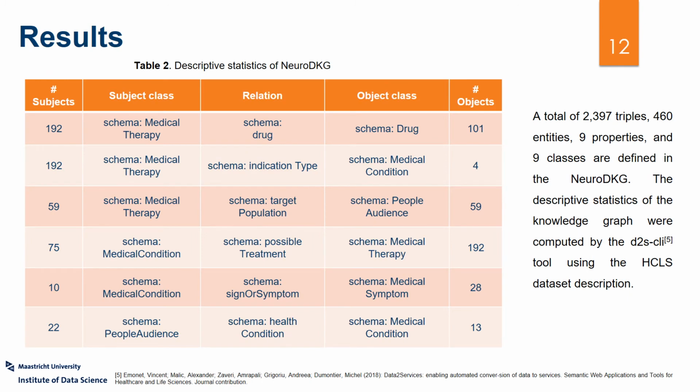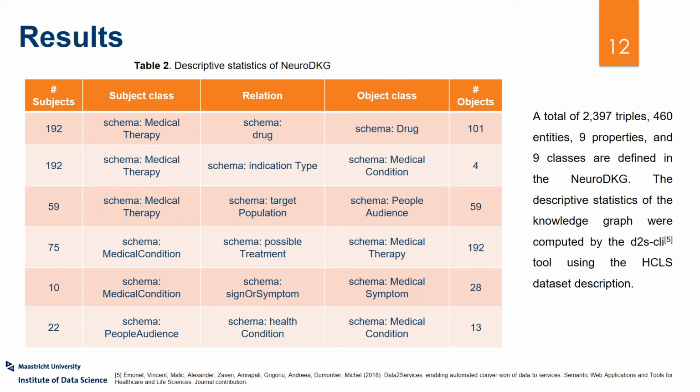As a result, a total of 2,397 triples, 460 entities, 9 properties, and 9 classes are defined in the NeuroDKG. The descriptive statistics of the knowledge graph were computed by the data-to-service CLI tool using the HCLS dataset description.